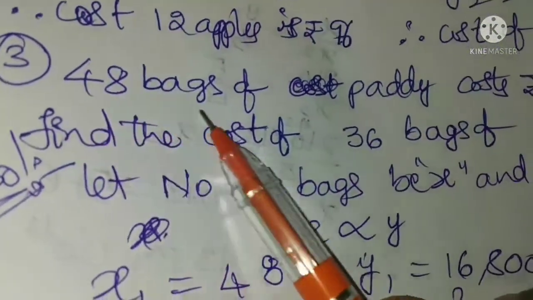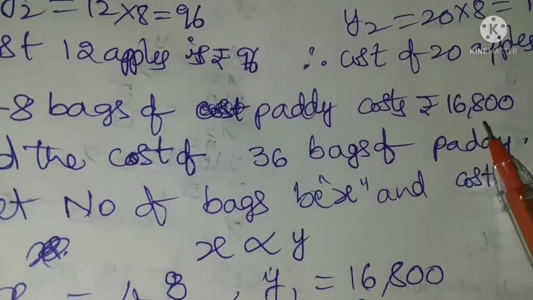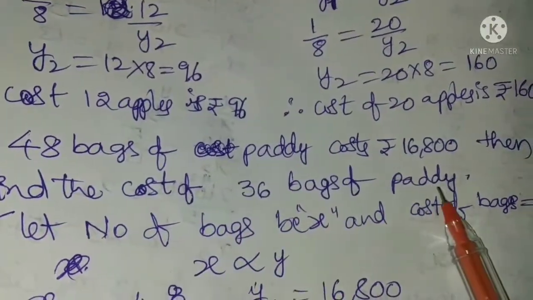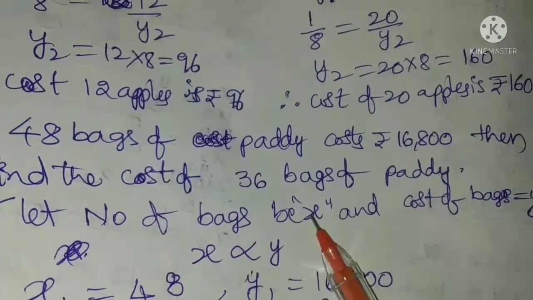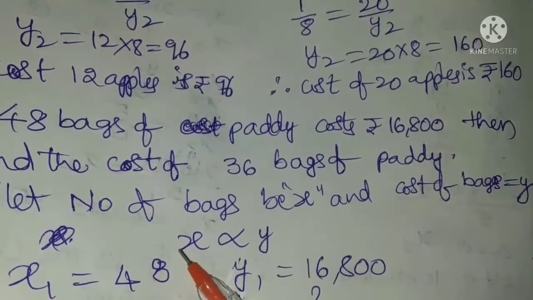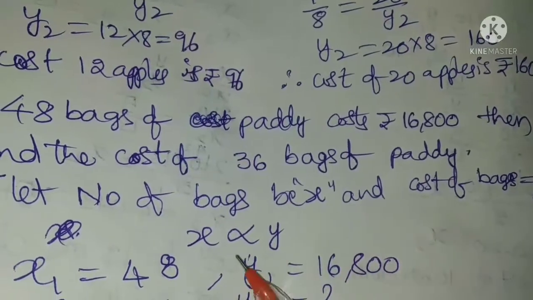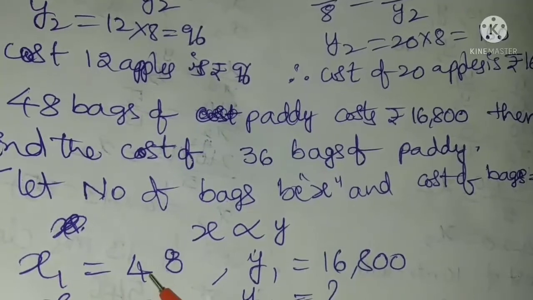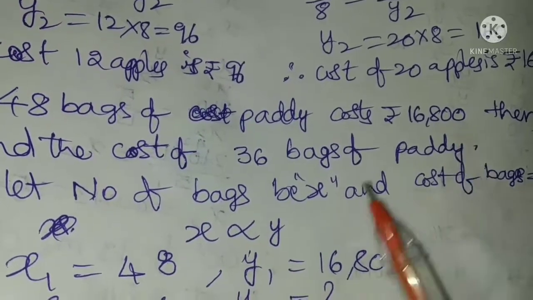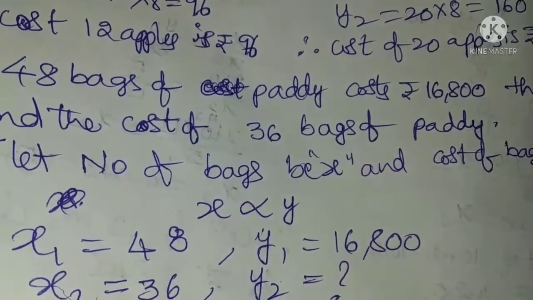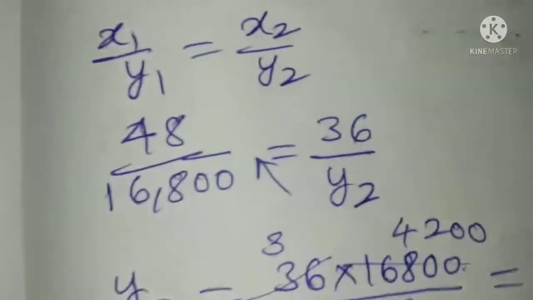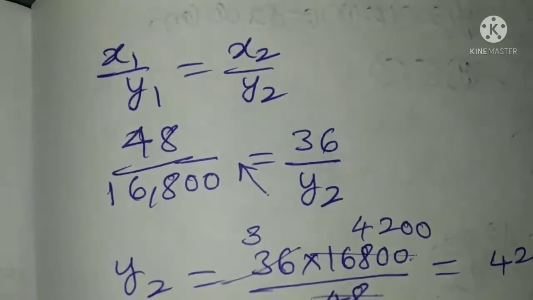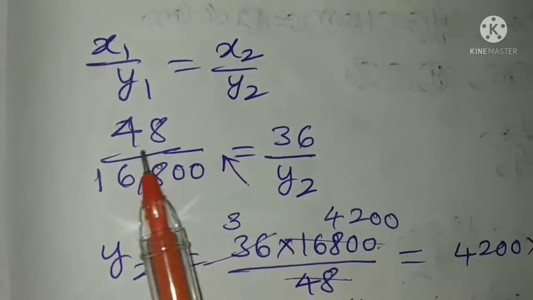Now third question. 48 bags of paddy cost rupees 16,800. Then find the cost of 36 bags of paddy. Let number of bags be x and cost of bags be y. And we know number of bags is directly proportional to cost of the bags. X is directly proportional to y. Let us take x1 as 48, y1 16,800, and x2 36 bags, y2 cost we have to find. As those two are directly proportional, we know x1 by y1 is equals to x2 by y2.